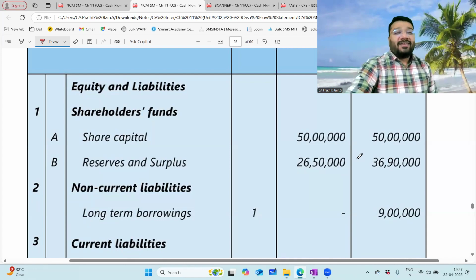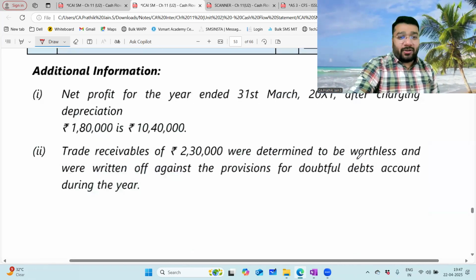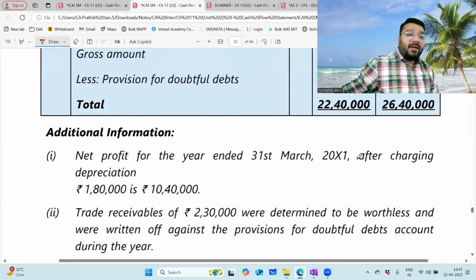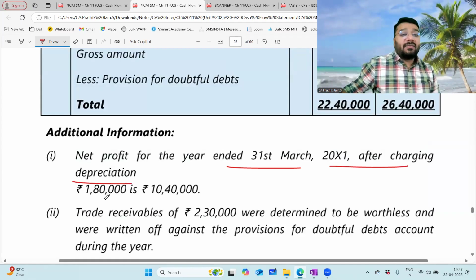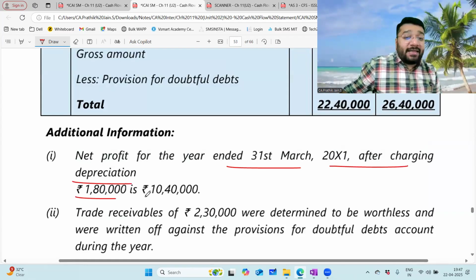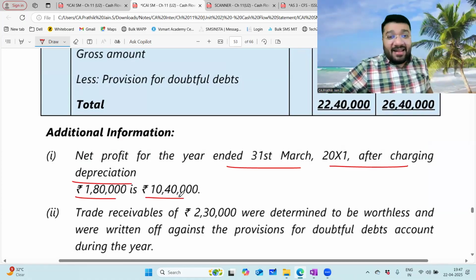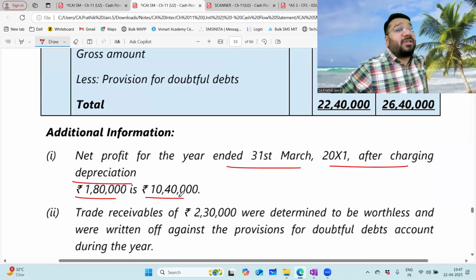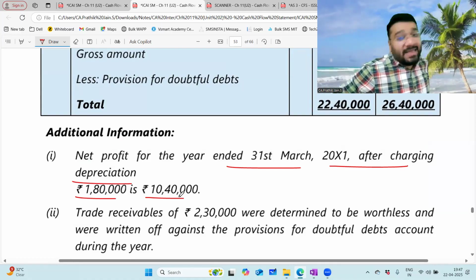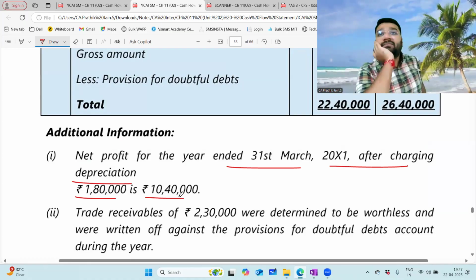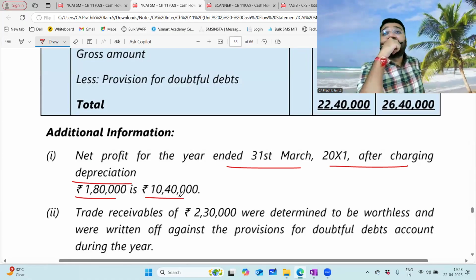Now, I'm not interested in the balance sheet, not interested in notes to accounts. Directly additional information. Net profit for the year ended 31st March 2001, after charging depreciation of 1,80,000, is 1040. What is 180? Depreciation. What is 1040? Net profit before tax.